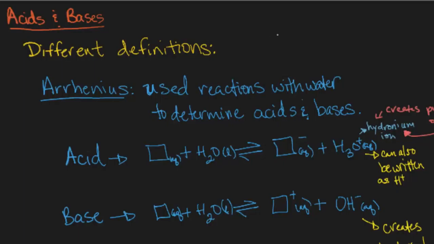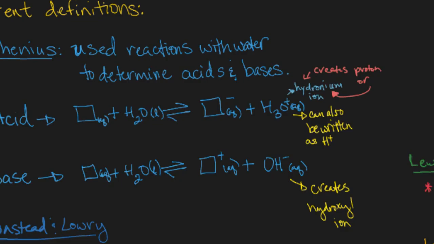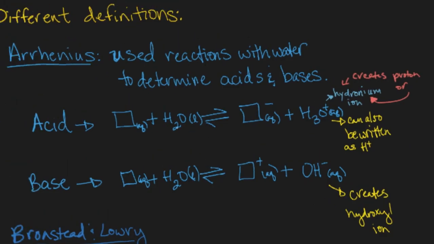Today we're going to discuss the concept of acids and bases. Throughout history there have been different definitions of acids and bases, and the very first attempt to define these species was done by Arrhenius, where he said that an acid was anything that reacted with water and gave the hydronium ion or a proton. Either can be used here interchangeably. And then he said a base was anything that reacted with water that created the hydroxyl ion. So his definition was based on reactions with water.